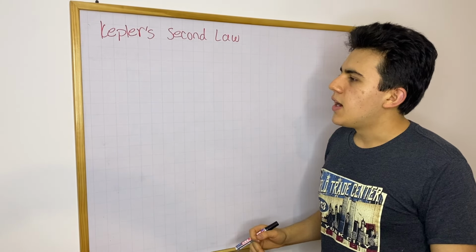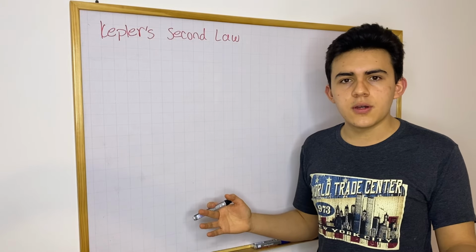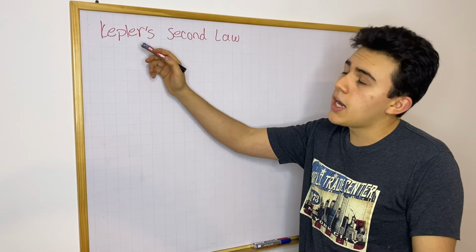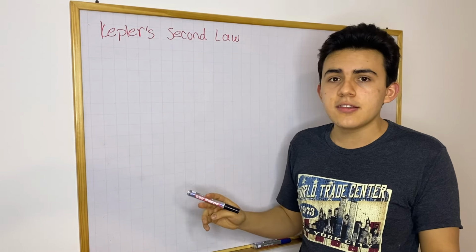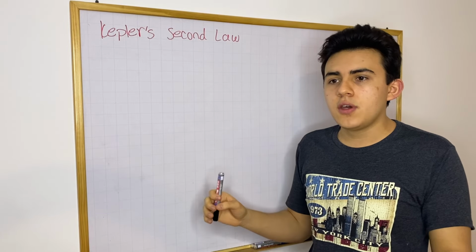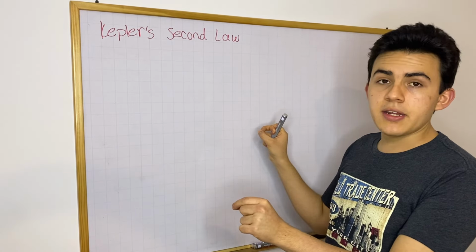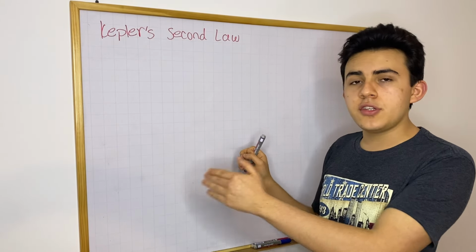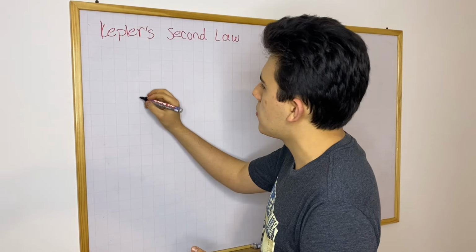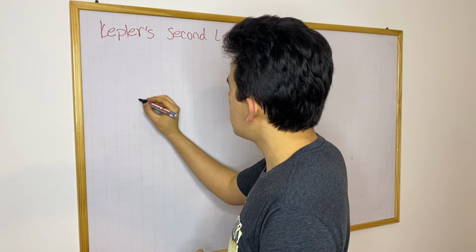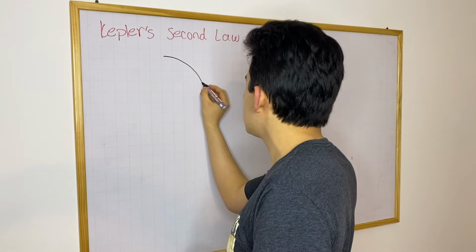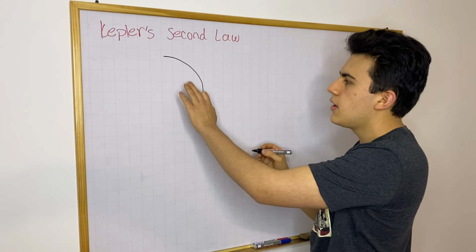So I want to show first of all, I don't know if you know what Kepler's second law says, but pretty much it just says that if you have a planet and a star, the planet's position vector, this is actually better with the drawing. So if you have something like this, so you're going to have an orbit, I'm going to say it's going to be this arc length.